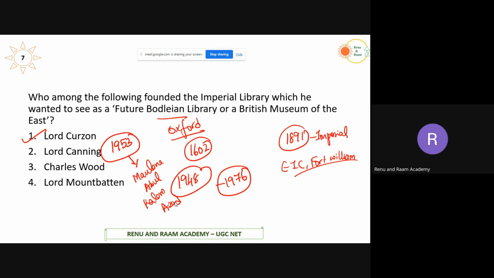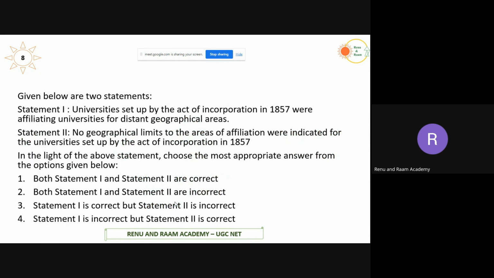Coming to the next question, two statements are given. The first statement: universities set up by the Act of Incorporation in 1857 were affiliated universities for distant geographical areas. The second: no geographical limits to the area of affiliation were induced for the universities set up by the Act of Parliament in 1857. If you see here, both the statements are right.